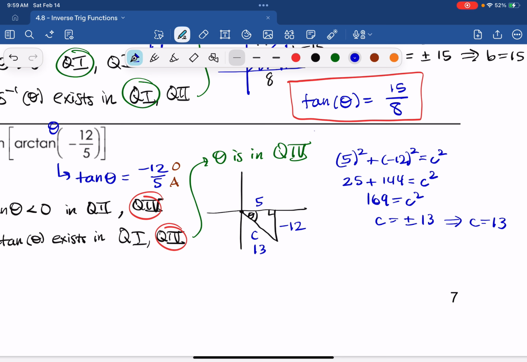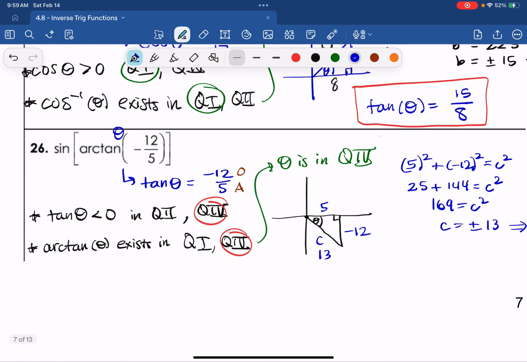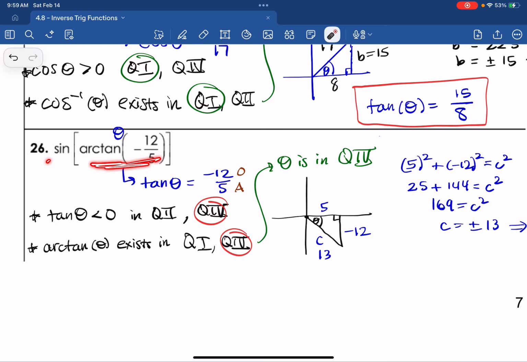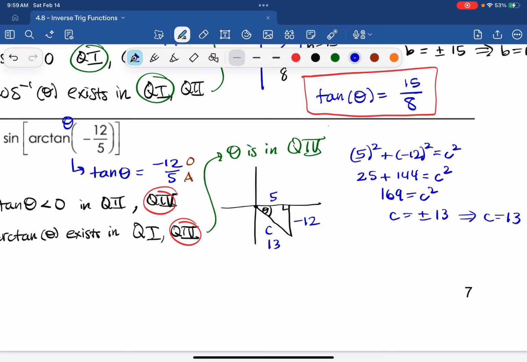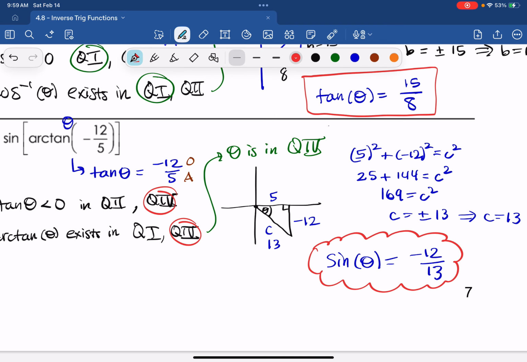So now we can go ahead and answer our question. We want to figure out the sine of this angle theta, right? So I have theta here, and to get sine, I do opposite over hypotenuse. So we're going to have -12 over 13. So my sine of theta equals -12 over 13. So that would be the value of this composition.